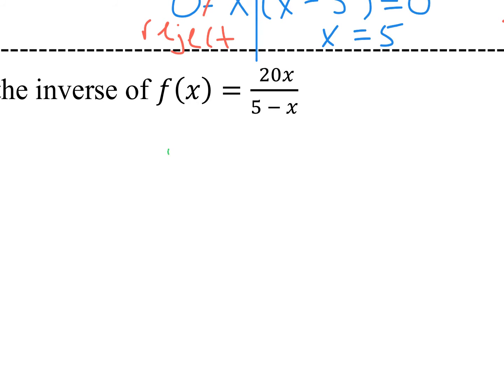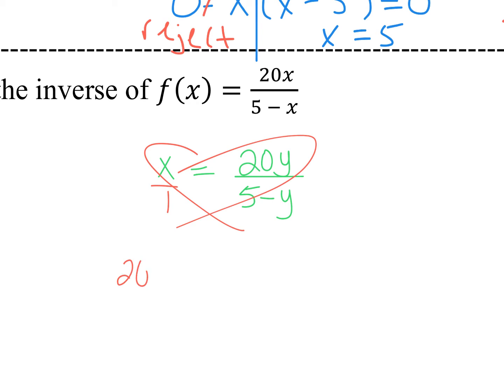So I'm going to make this y equals, and I'll do 20 x, well, you know what? We need to switch the x and y because that's what an inverse is. So let me just do that now. We all know that f of x means y, hopefully, at this point. So we'll make this x and make this y, and then this 5 minus y. Okay, so the first thing you're going to do is cross multiply. So you get 20y equals x times 5 minus y.